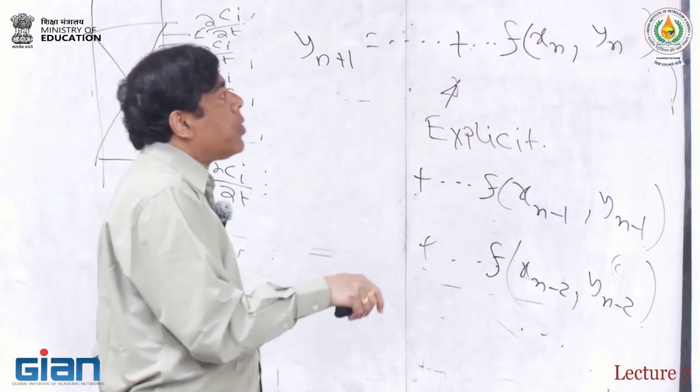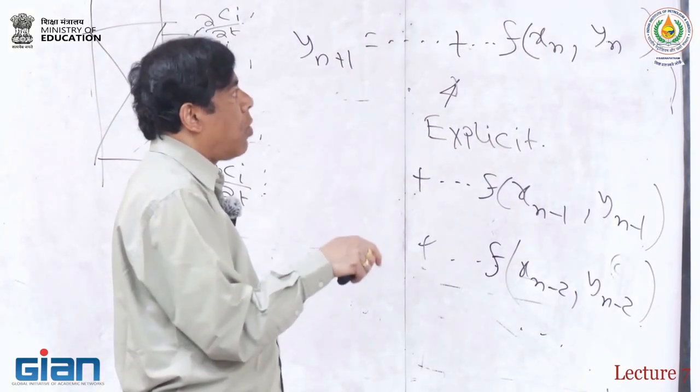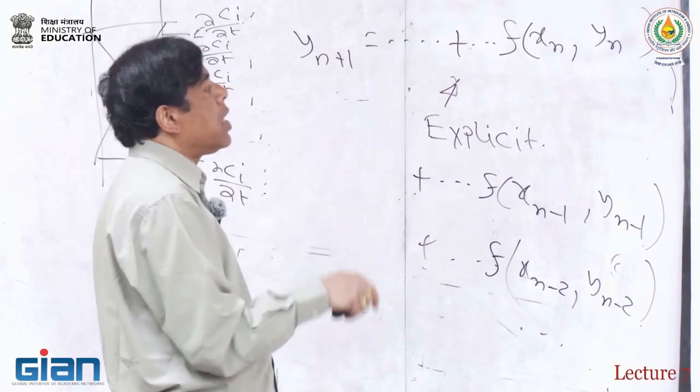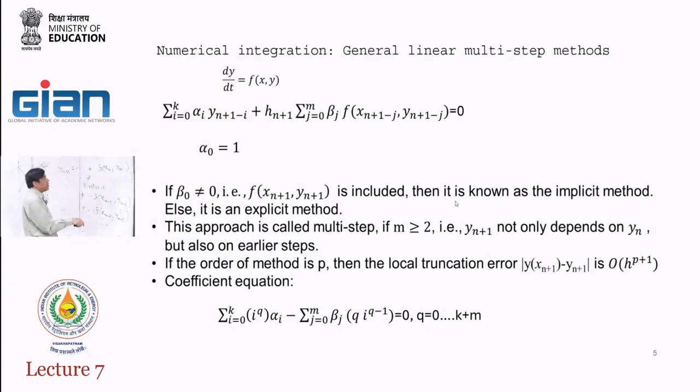If the order of the method is p, and we will be talking about that, like this is the kth order which we consider here, then the local truncation error, which we will always be defining, should be of order h^(p+1). That basically means if I am considering a first order method, this will be order 2, and so on and so forth, and I will show you in a moment.